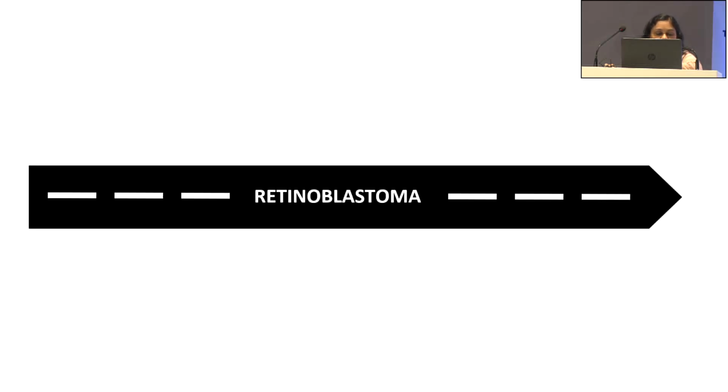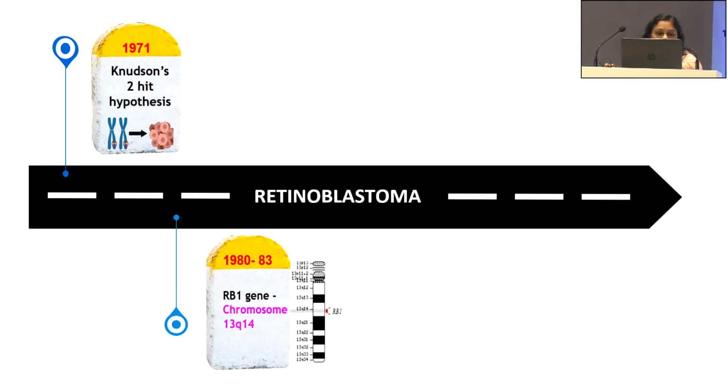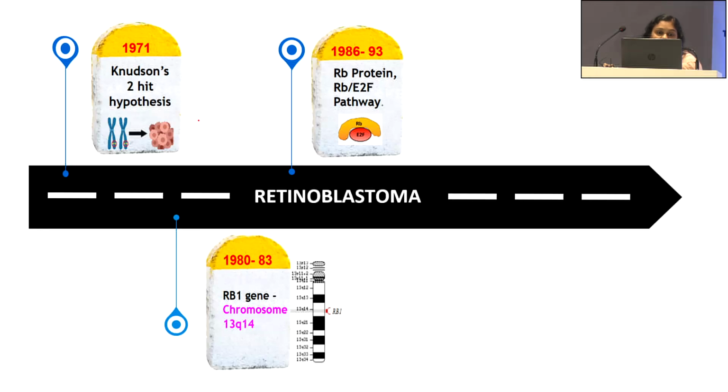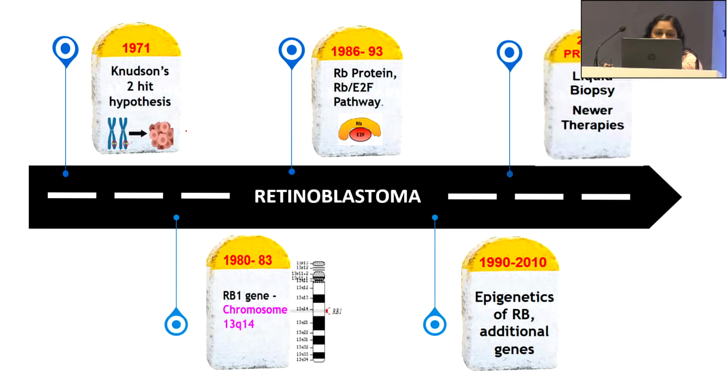So if you see the genetic roadmap of retinoblastoma, the earliest breakthrough occurred in 1971 with Knudson's 2-hit hypothesis. This languished nearly for a decade until the RB gene locus was mapped onto chromosome 13q14. Subsequently, the RB protein and RB pathway were defined. The late 1990s saw an expansion in the understanding of genetics and epigenetics of retinoblastoma, and the advent of liquid biopsy has opened up a new platform for molecular research and precision medicine.